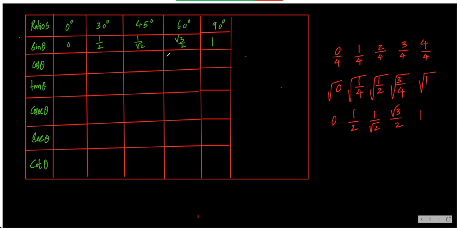For the next, the cos value, start from here: 1, root 3 by 2, this is 1 by root 2, this is 1 by 2 and 0.